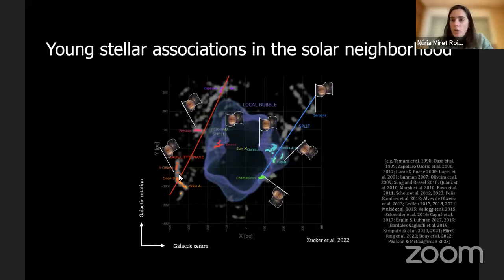If we only know few of them, it's because they are at the limits of our capacities. So we need every time more sensitive and higher-resolution instruments. But these objects must be very common in the solar neighborhood and probably in the universe.